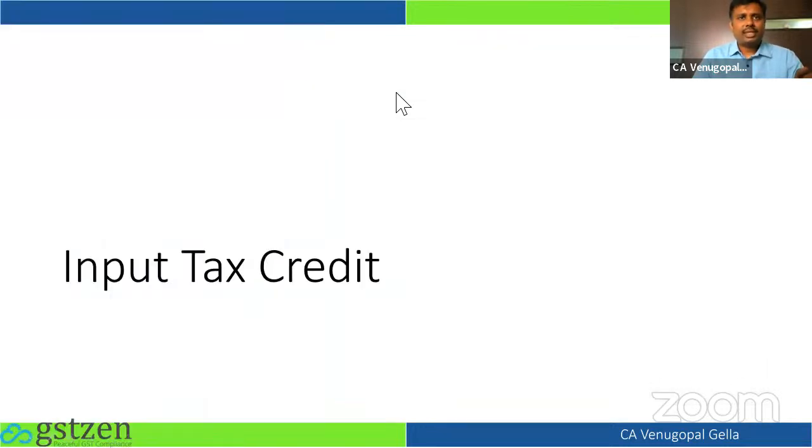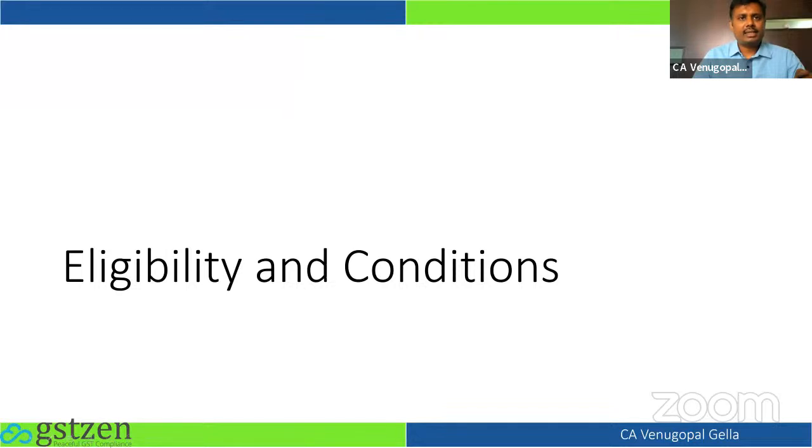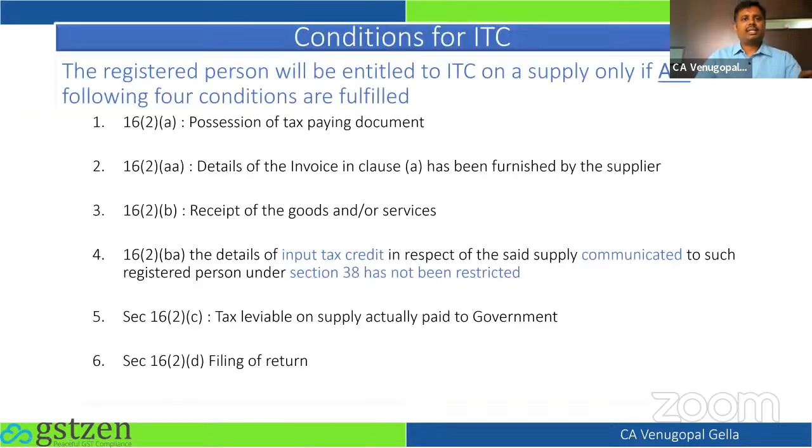Let's begin with input tax credit eligibility and conditions. To avail input tax credit, there are 6 conditions. Condition number 1, you need to have a tax paying document. Condition number 2, this document should have been reported by the supplier in his GSTR 1 within the time, to appear in GSTR 2B. If it is reported in GSTR 1, it will come in 2A, but if it is filed late, it will come only in 2A, not in 2B.